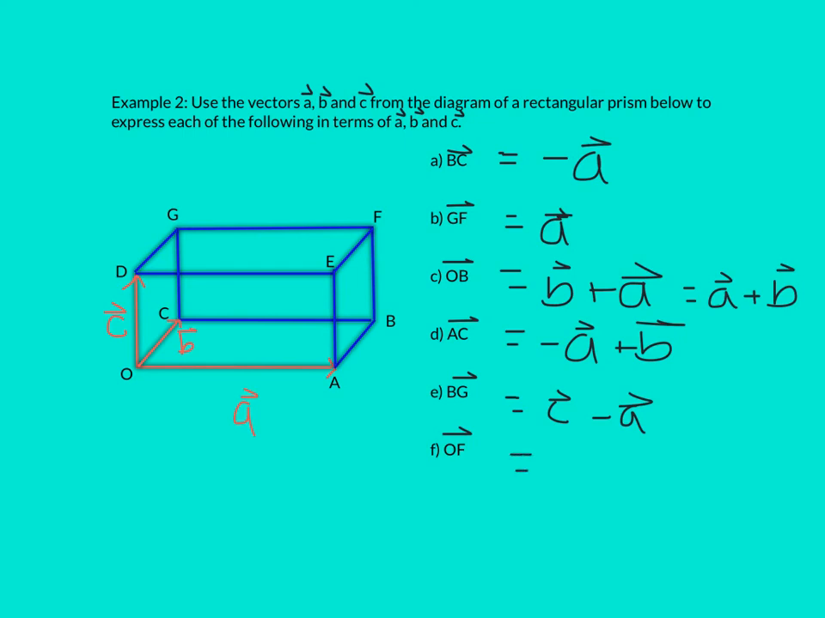Okay, so for this last one from O to F, let's use C, and then we're going to go along DG, so that's adding an equivalent to B, and then along GF, which is an equivalent to A. So we're adding 3 vectors this time to get our resultant that we want.